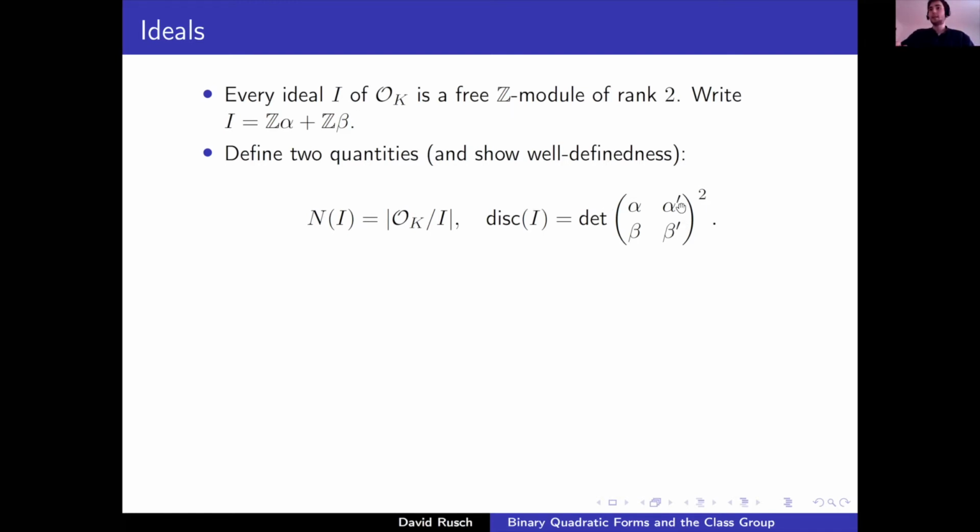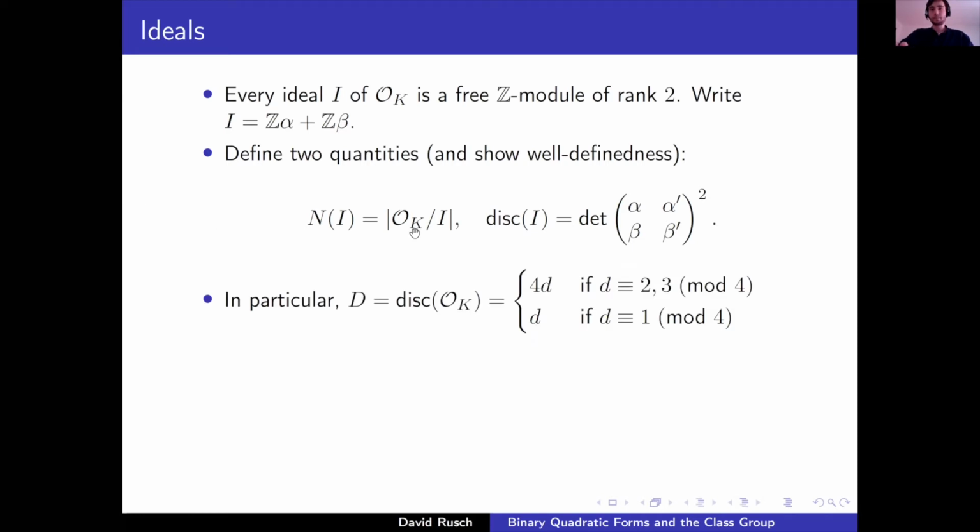And then since the ideal is generated by alpha and beta, those are just two vectors in the sublattice. And then this determinant kind of describes the size of a fundamental parallelogram you can draw in this lattice. So both of these quantities describe the size of an ideal.